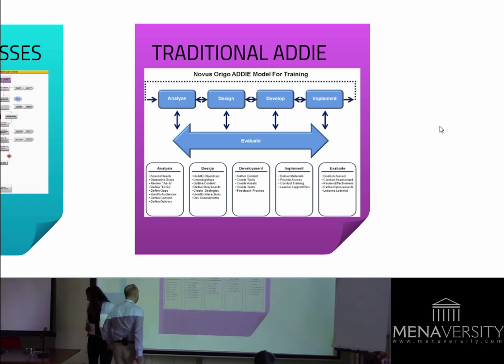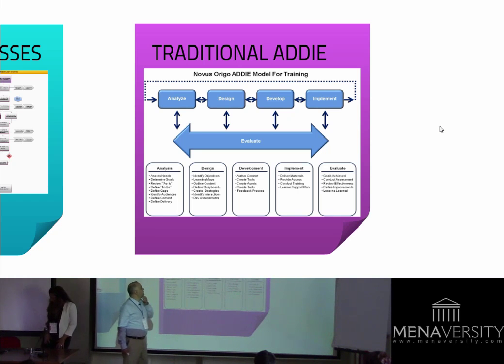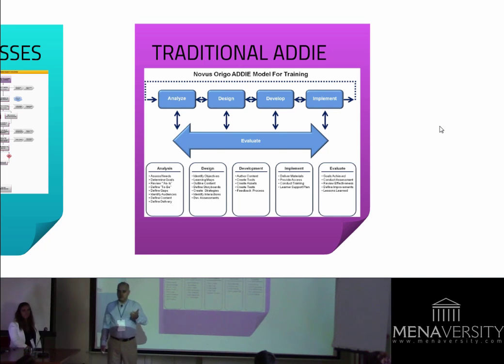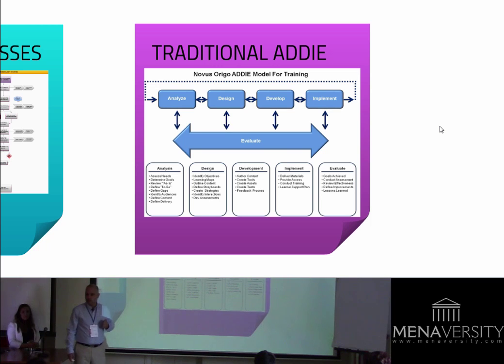Okay, thank you. So basically, as you can see, this is the traditional model for course design. It's called ADDIE. What does it stand for? Of course. And as you can see, it really looks very rigid. It starts with an analysis phase. It can take up to a month.